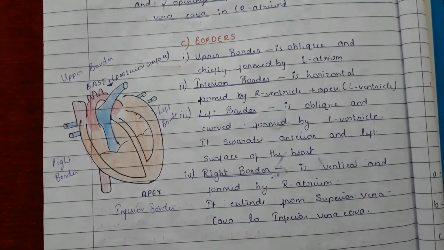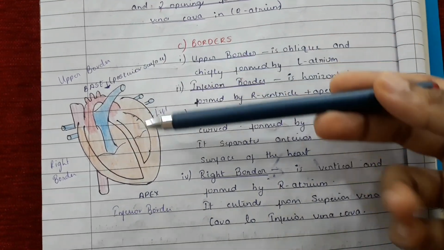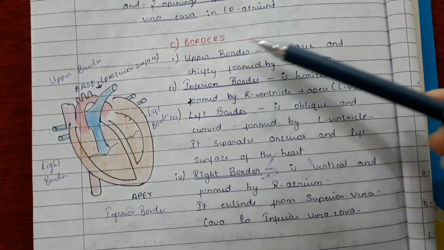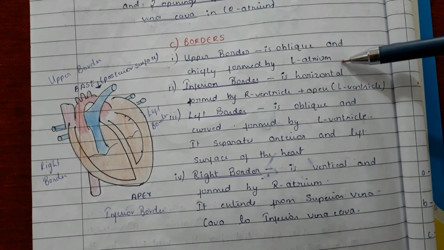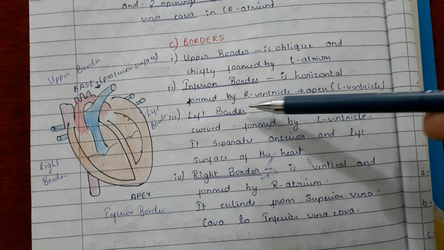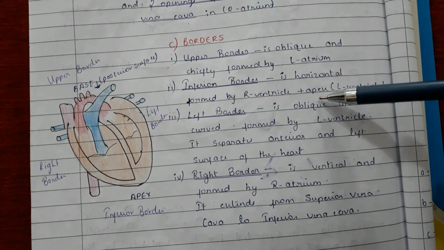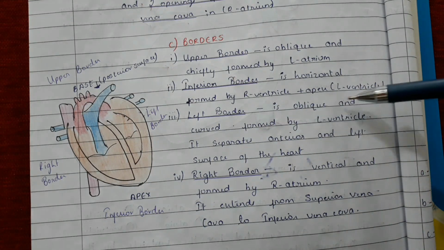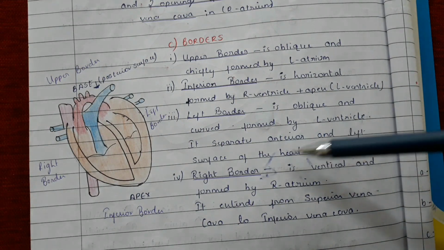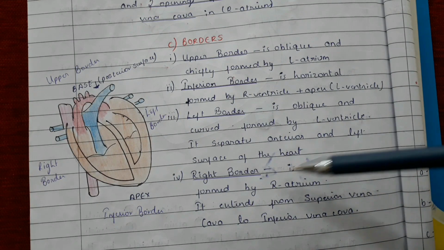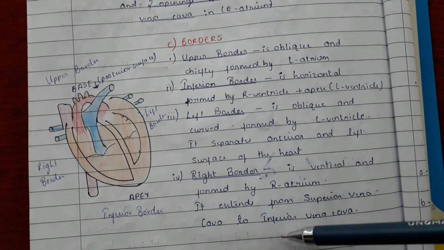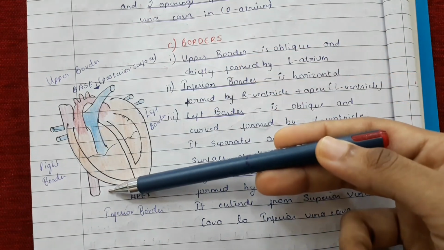Thirdly, the borders of the heart. So we have the upper border, inferior border, left border and the right border. The upper border is oblique and chiefly formed by the left atrium. The inferior border is horizontal, which is formed by the right ventricle and the apex. The left border is oblique and curved, formed by the left ventricle. It separates the anterior and the left surface of the heart. The right border is vertical and formed by the right atrium. It extends from the superior vena cava to the inferior vena cava.